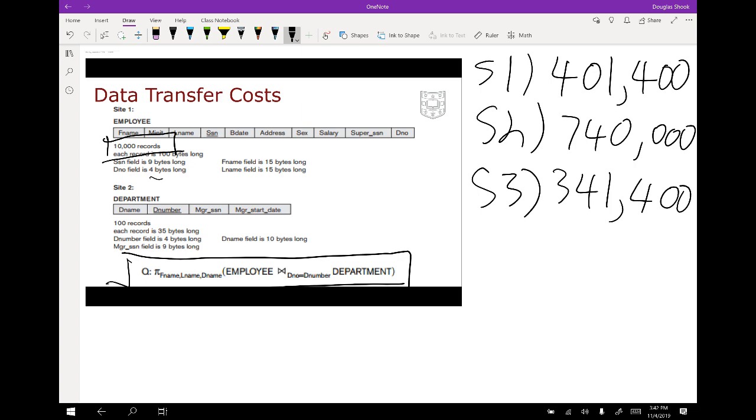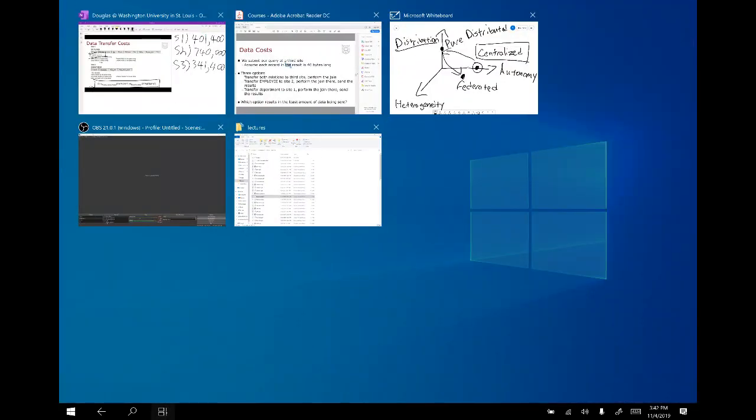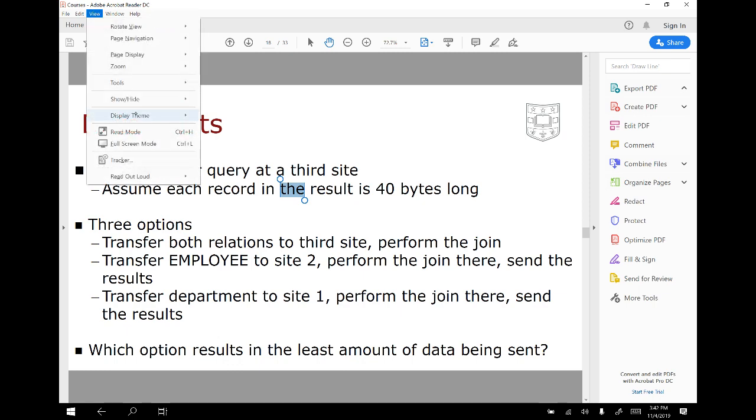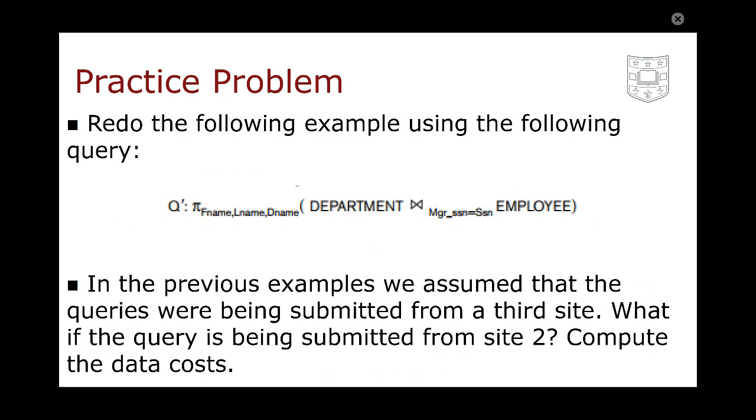So let's try a couple variations on this. We have a few minutes left. This will be a good way to end today. What if I have a different query? So here we've got a different query, right? Now I'm asking for a slightly different join. How does that affect our data? And then, in the previous examples, we assumed there was a third site. But what if that third site actually doesn't exist? What if we only have site 1 and site 2, and I just need to get the data to site 2 instead? How does that change the math? How does that change the way that these problems work out? Take a few minutes, think about these problems, do some math, and we'll talk about it.